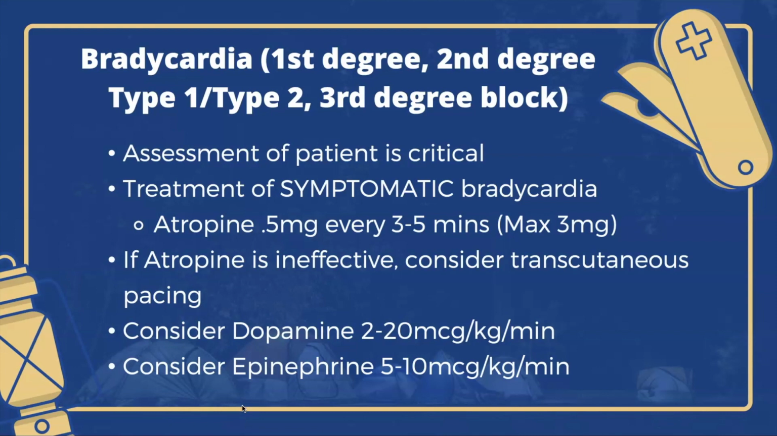If atropine is ineffective, consider transcutaneous pacing. Consider dopamine 2 to 20, consider epi 5 to 10 mics. Okay, so the keyword here is symptomatic bradycardia, okay? If they're asymptomatic, a lot of times we are just monitoring them.